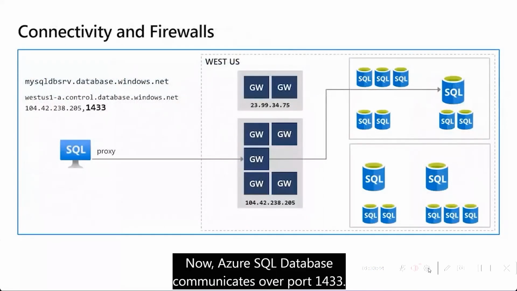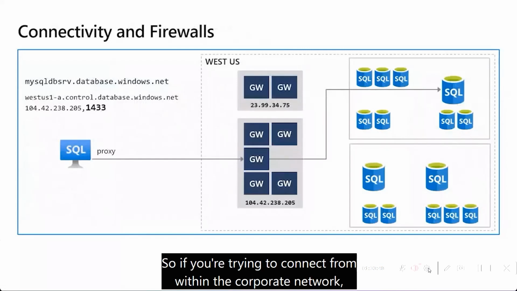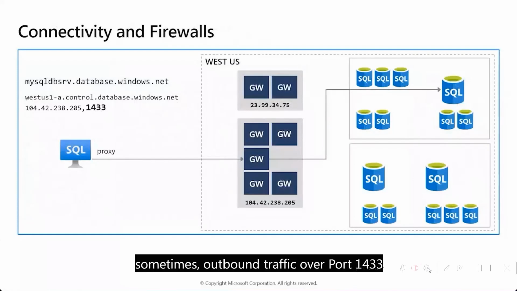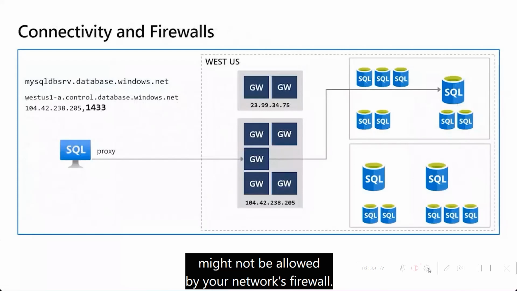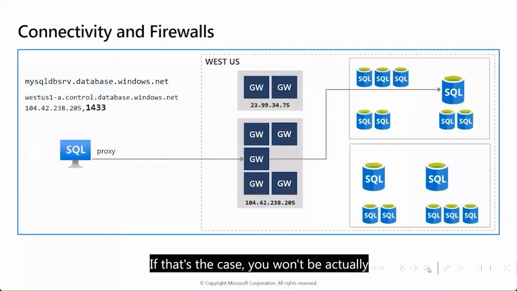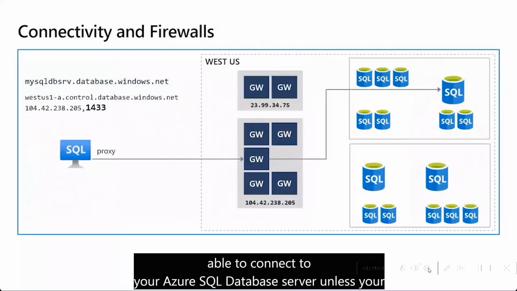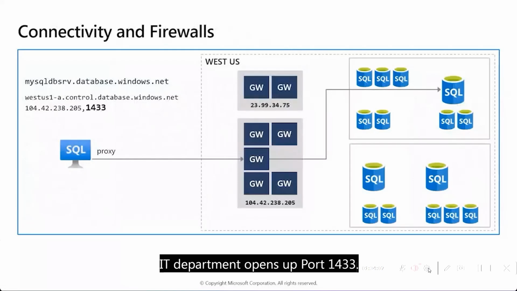Now, Azure SQL Database communicates over port 1433. So if you're trying to connect from within the corporate network, sometimes outbound traffic over port 1433 might not be allowed by your network's firewall. If that's the case, you won't actually be able to connect to your Azure SQL Database server unless your IT department opens up port 1433.